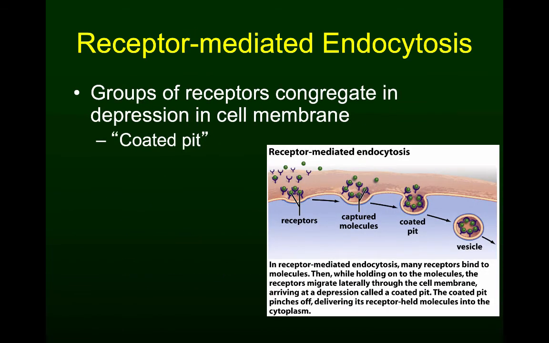All right, so the idea of receptor-mediated endocytosis, the one that's probably the most complicated of all the subtypes. Imagine this being a cell, and this, of course, is the plasma membrane of the cell.